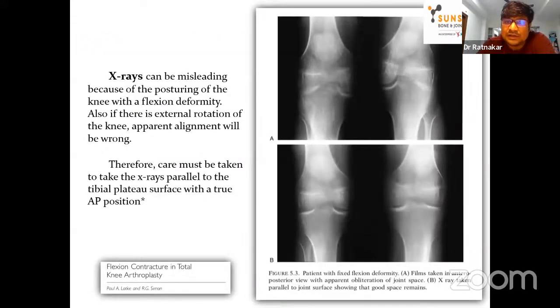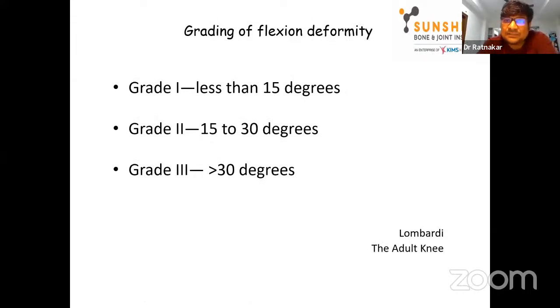Now, when you get patients with flexion contracture, preoperative evaluation is very important. We need proper X-rays, which should be parallel to the tibial plateau surface to get a proper AP view. At the same time, a thorough clinical, neurological and vascular examination is important. There are different gradings proposed in different papers. Some papers say grade 1 is less than 10 degrees, while some say less than 15 degrees is a mild deformity. In a few papers moderate is 10 to 20 or 15 to 30 degrees, and anything more than 30 degrees is considered a severe flexion deformity.